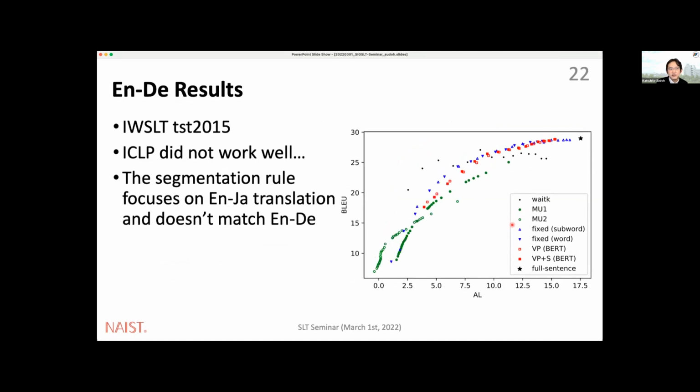However, it doesn't work well in English-German conditions, because the segmentation rule is optimized to the English-to-Japanese condition. In English-German translation, we can segment the inputs more frequently than in the English-Japanese conditions, using different segmentation rules. So it doesn't work.